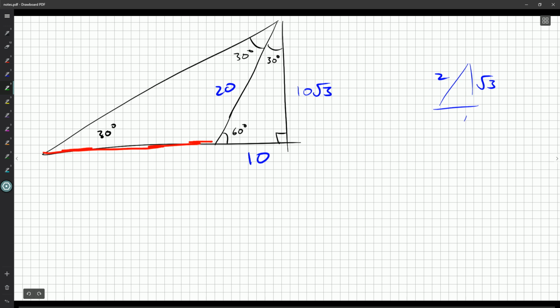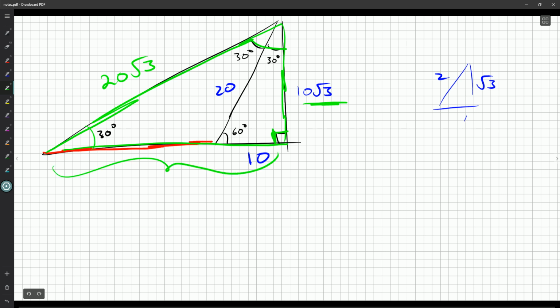But now, in this sort of bigger green 30, 60, 90 triangle, we've got 10 root 3 opposite the 30, so we'll get 2 times that, so 20 root 3 along the hypotenuse. Okay, and then 10 times root 3 times another root 3 to complete the ratio, 30 on this side. Now we've already got 10, and total of 30, so that means AD must be 20.